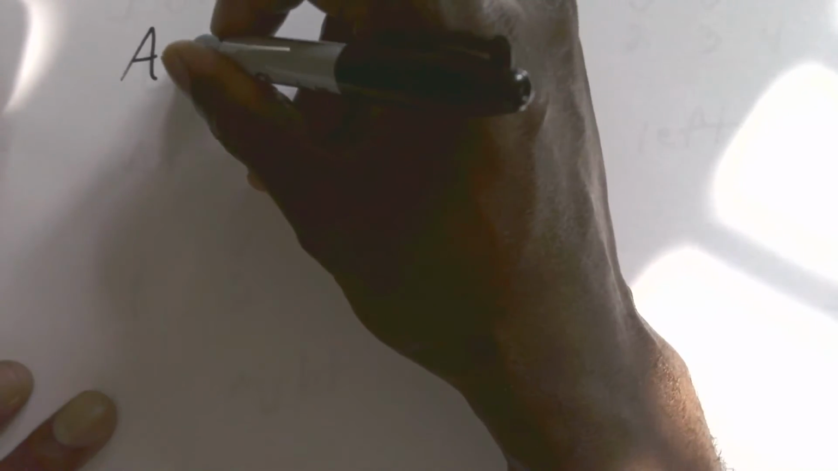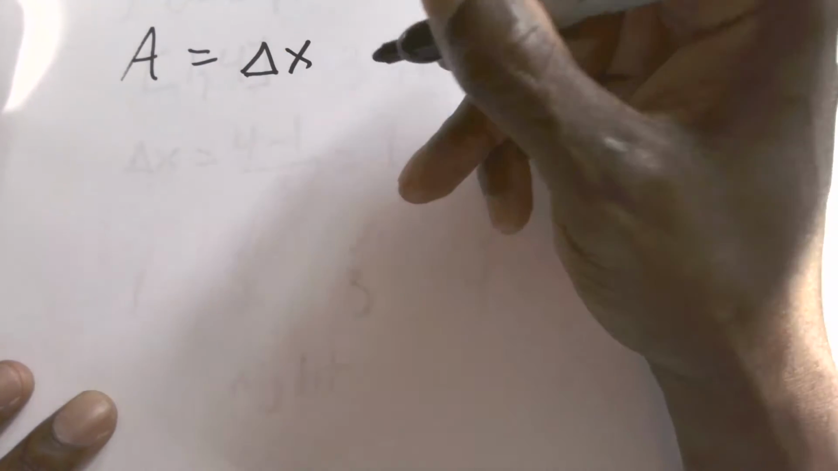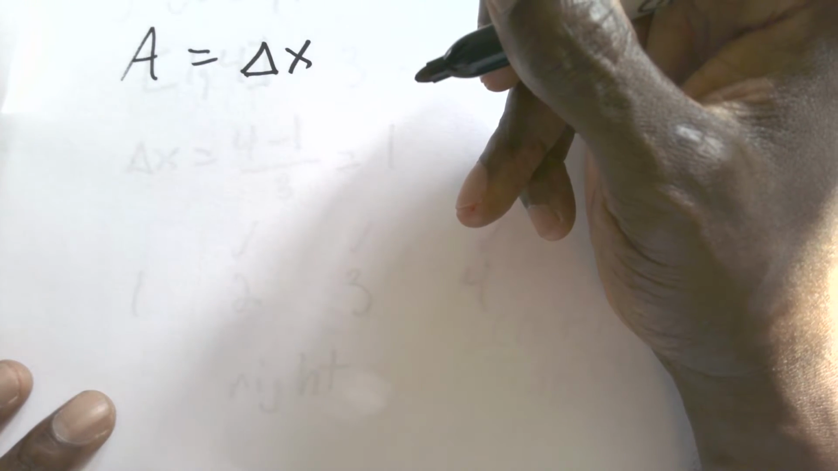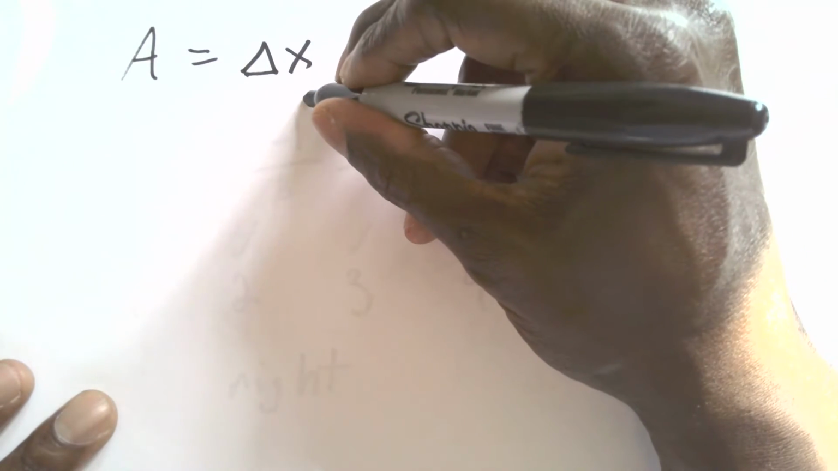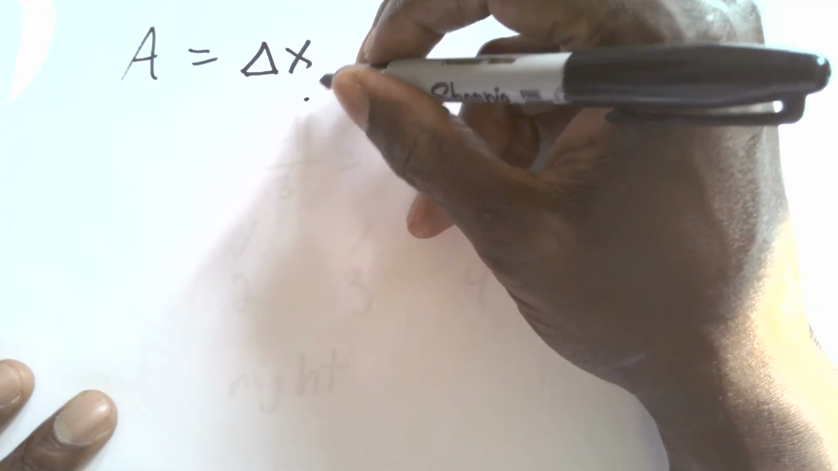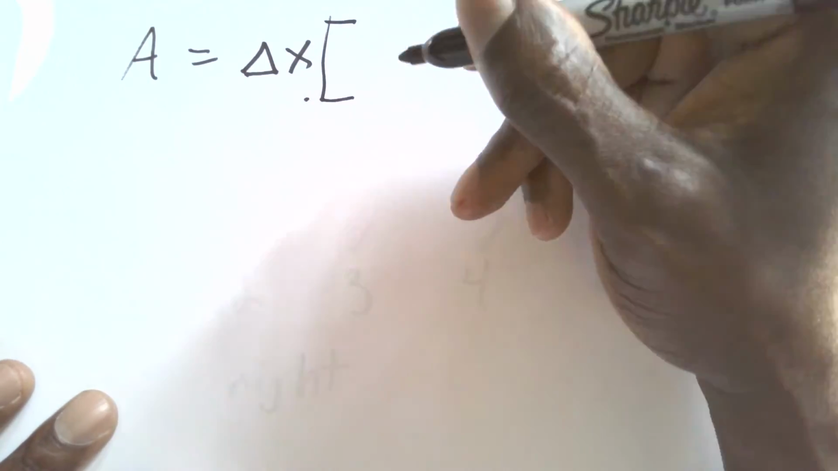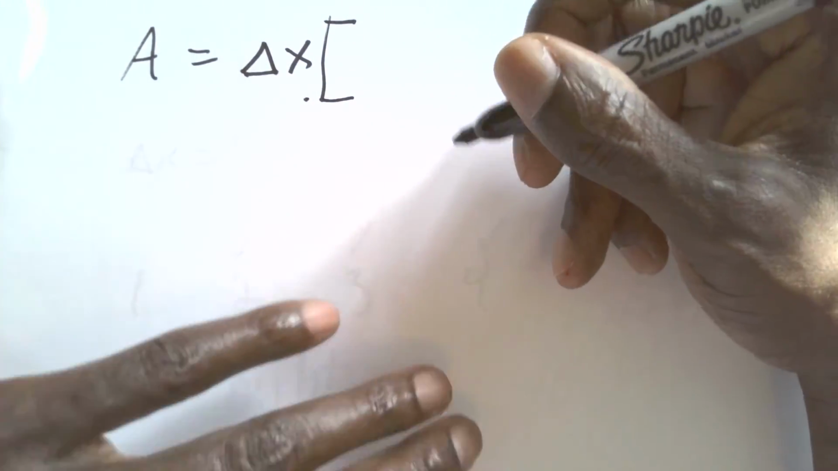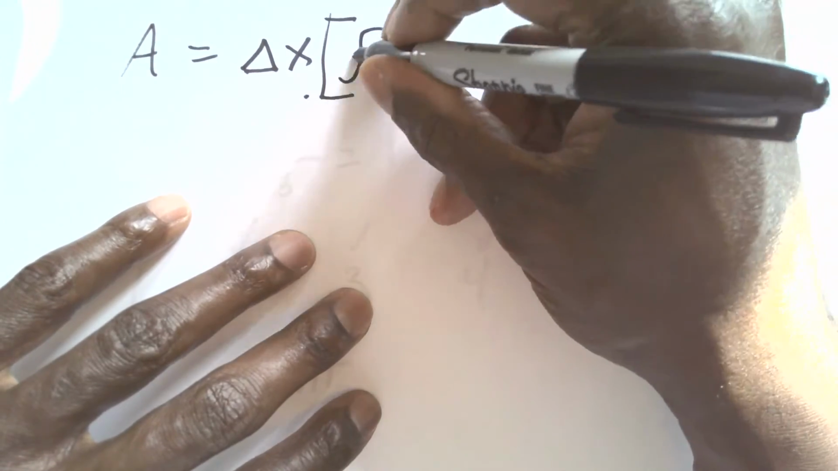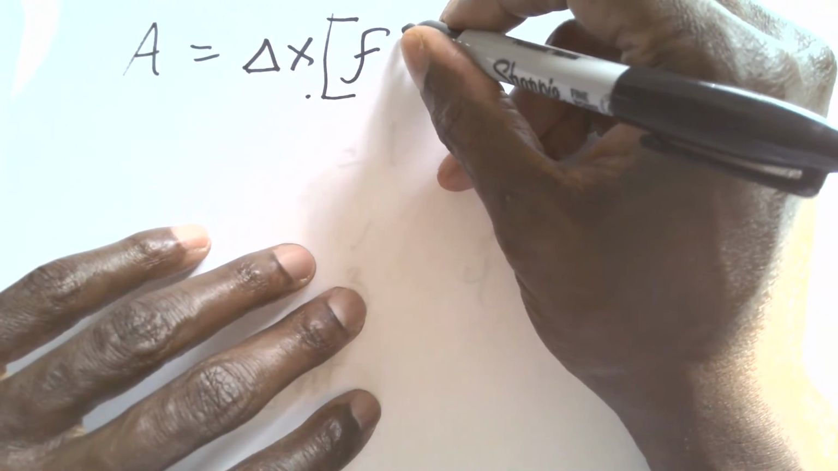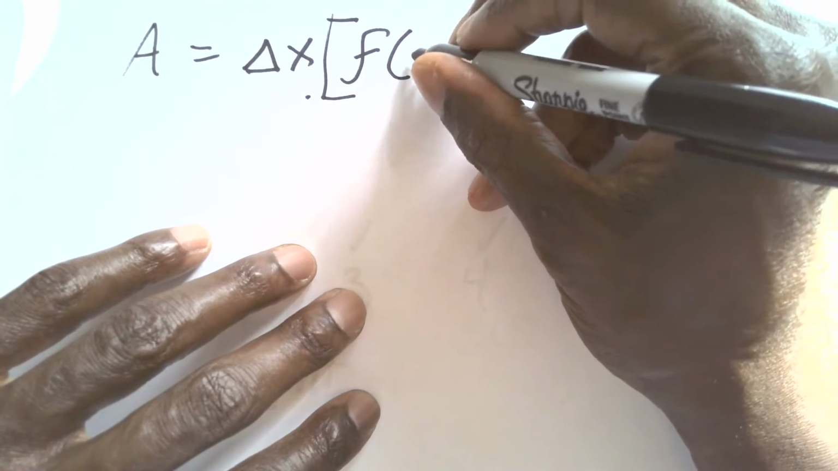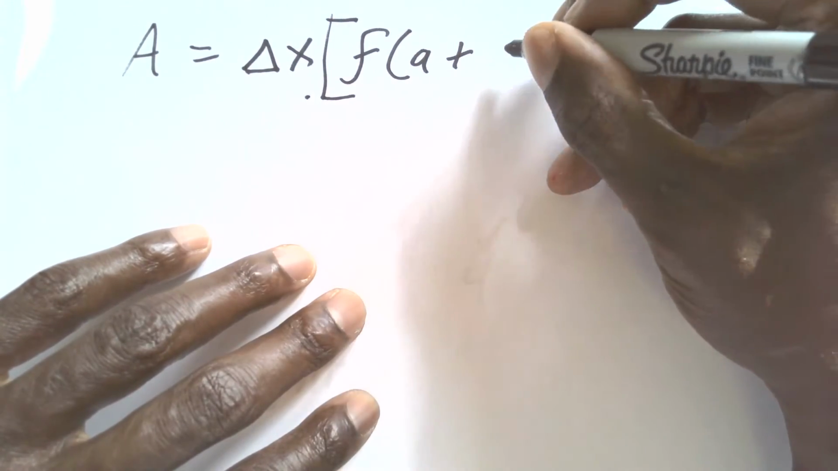So let's talk about what we're doing. So this A represents this Riemann sum. And what we have is this delta x. That's the width of each rectangle. And then we're multiplying that by f of x at different values. So first, again, this is based off a right Riemann sum, it'll be f of a plus delta x.